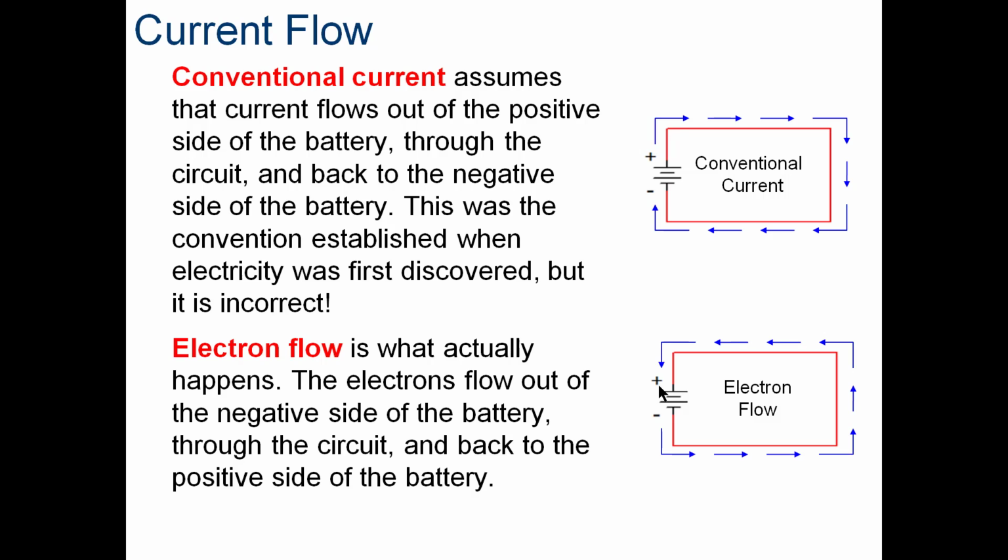That's what you talk about as electron flow in physics. In engineering, we talk about conventional current. With conventional current, we say that the current flows from the positive side of the battery to the negative side of the battery. It's not really correct, but we've stuck with it.